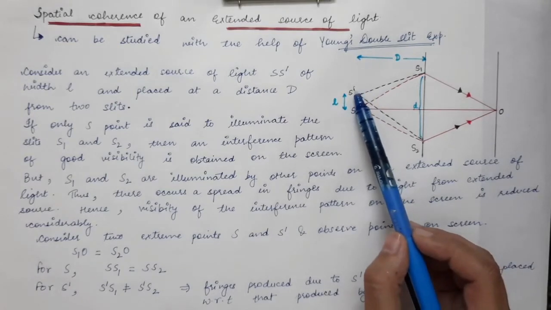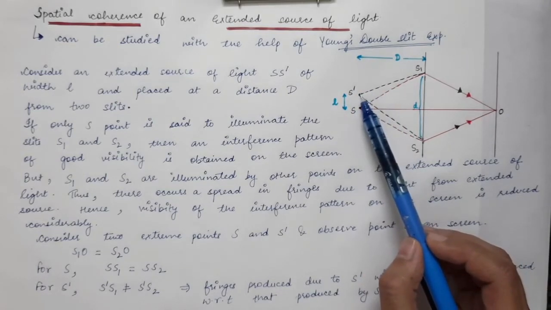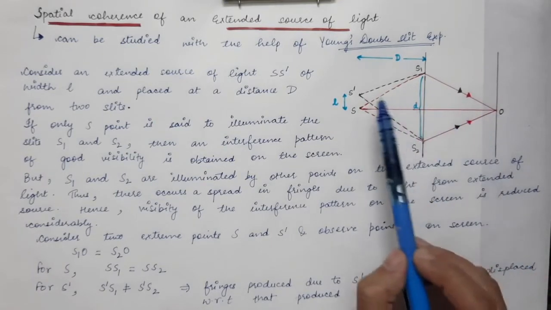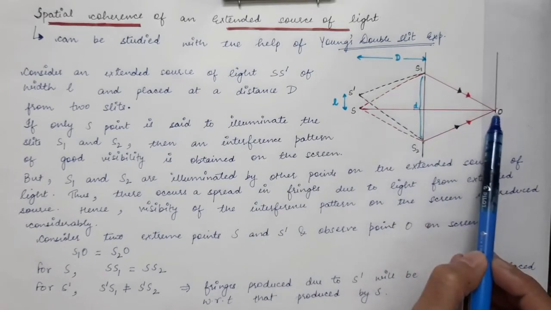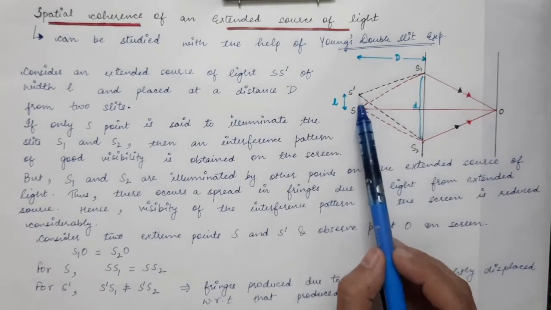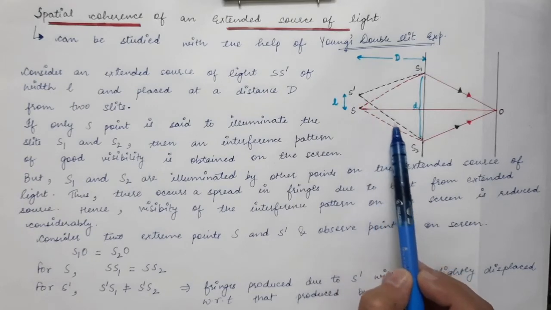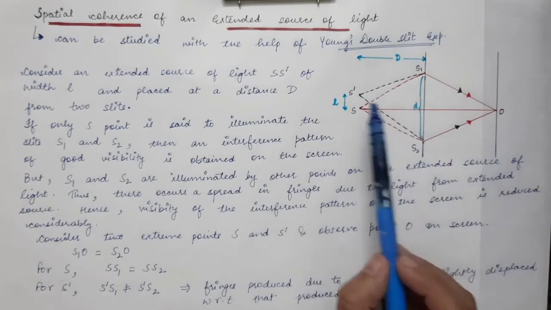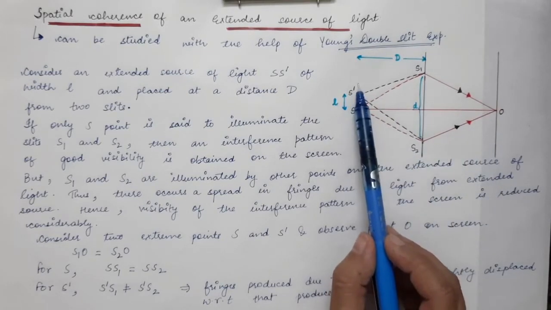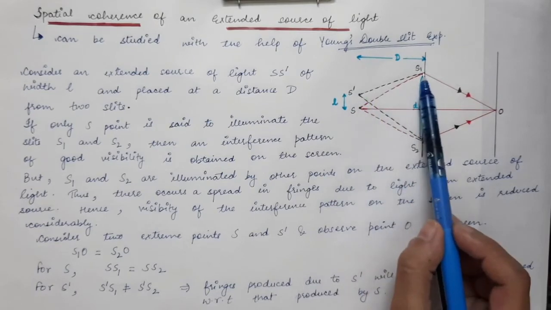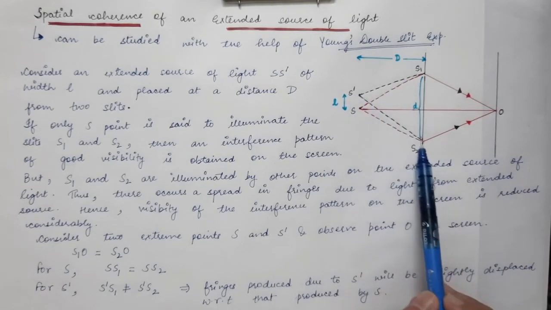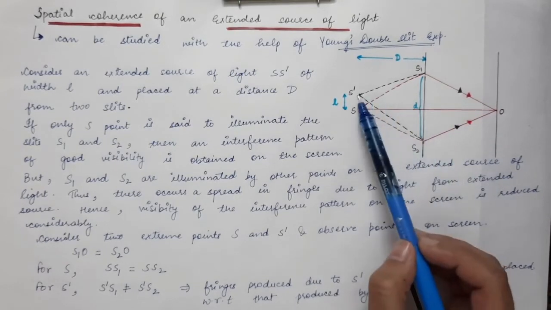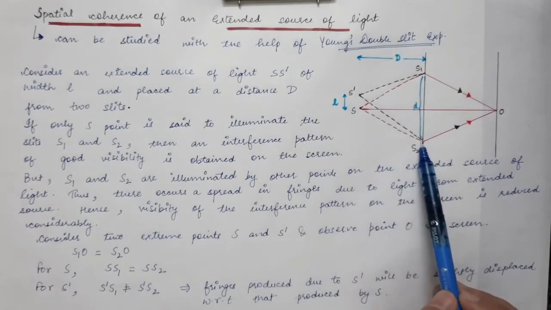In the case of S prime, the first light ray travels the distance S prime S1 and then from S1 it reaches the O point. This is the path traveled by the first light ray from S prime. Then the second light ray travels the distance S prime S2 and then S2O. You can clearly see that S prime S1 is less as compared to S prime S2. So S1O is exactly equal to S2O, but S prime S1 is less than S prime S2.